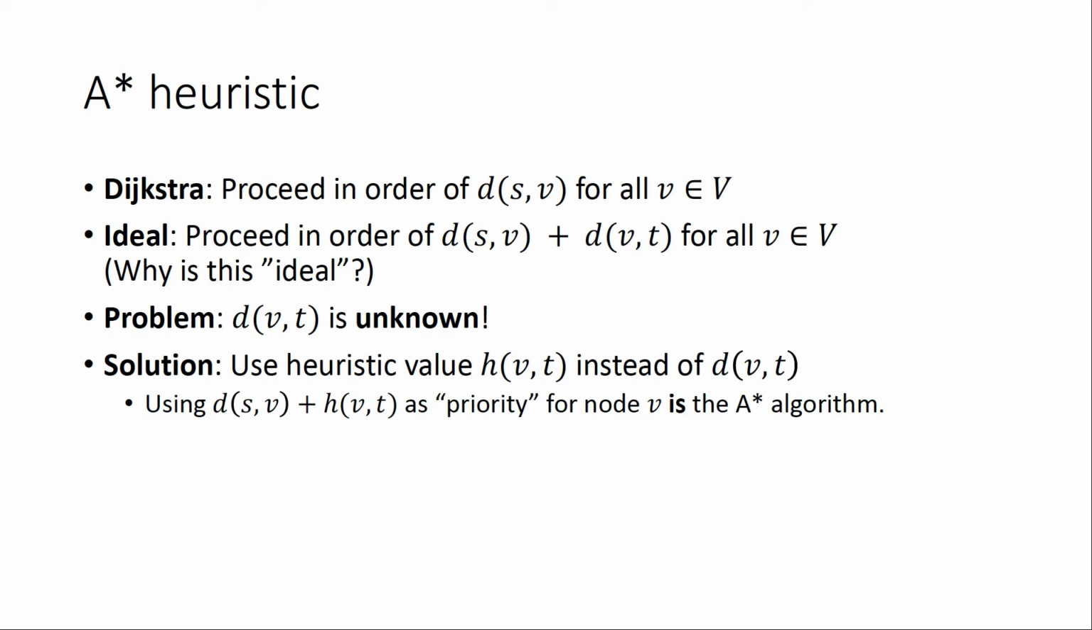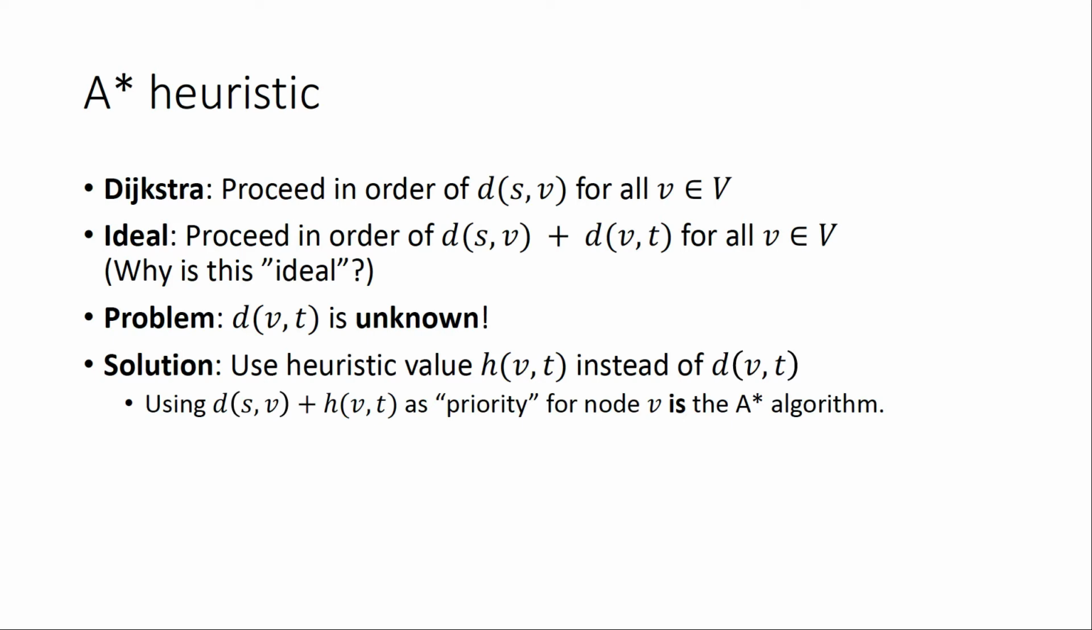Let's look at this Dijkstra algorithm: you proceed in order of distances to your starting node. And A star is Dijkstra's algorithm, but with a different priority. And that gives you a different order in which your vertices are considered.